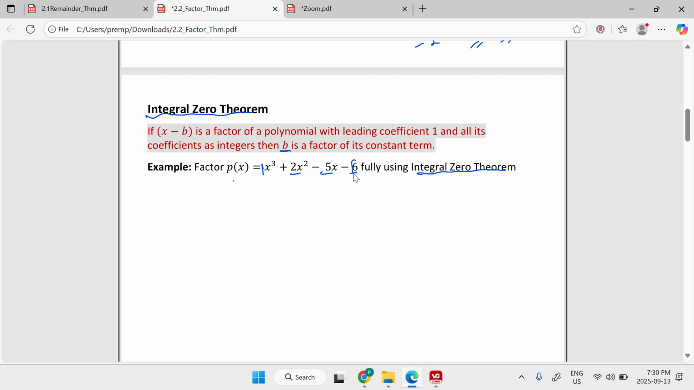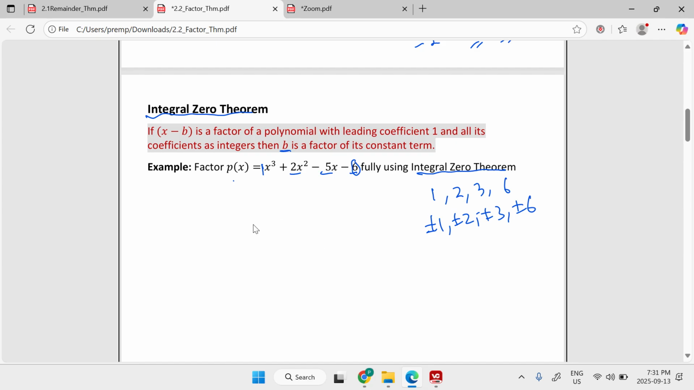So what are the factors of this 6? So factors of 6 are 1, then we have 2, then we have 3, then we have 6. So we have to figure out plus and minus of this, plus and minus this, plus and minus this, and plus and minus 6. Okay, so the main thing is whenever you have this kind of function, you have to find one factor. After that, you know it's a quadratic and you can solve it further.